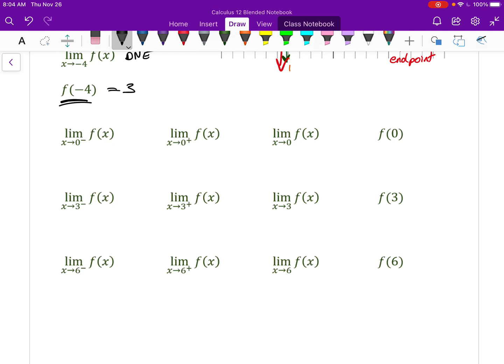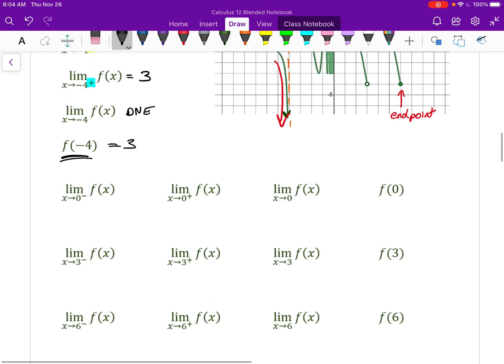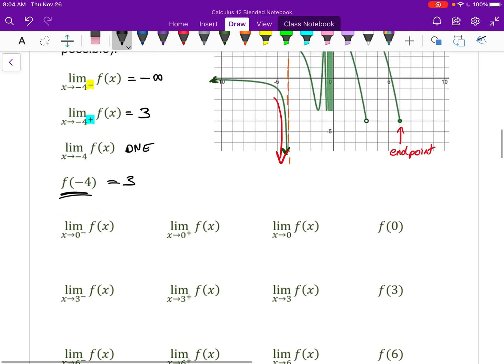But I do recommend you pause it at this point and just try some of these on your own. That's it. I'm hoping you paused. So next I'm focusing on 0: from the left, from the right, from both sides, and just f at 0. I can do these in any order, really, but I'll do them in order from left to right.